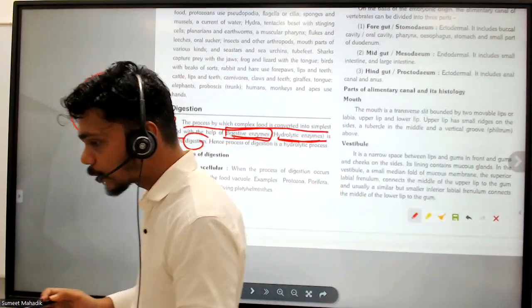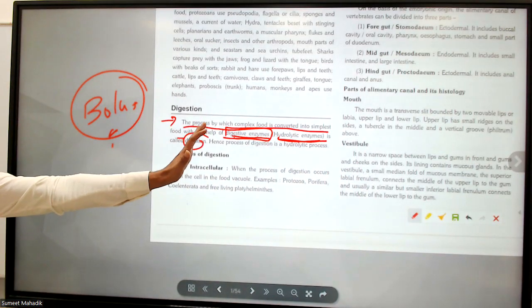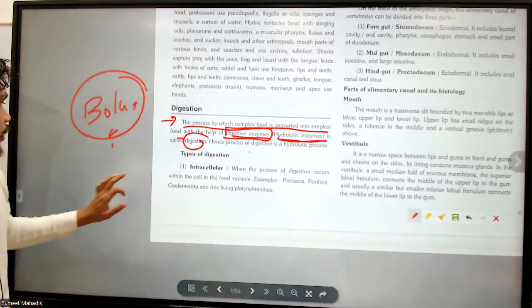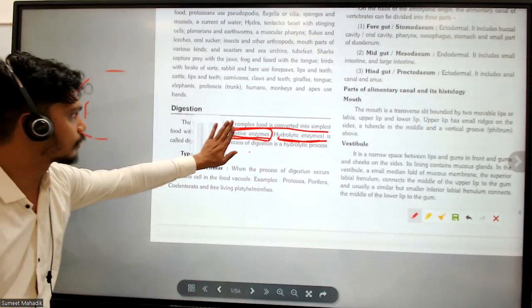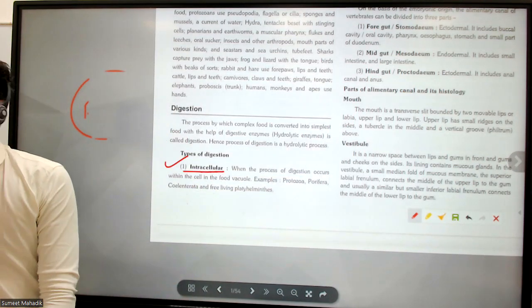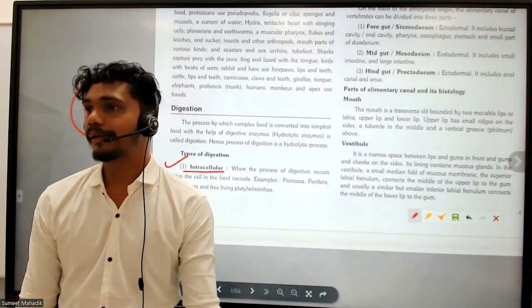So what is the digestion process? It is the process in which the food is digested, from complex to simpler form. That is called digestion. So what are the types of digestion? First is intracellular. What is intra? Can anybody tell me the difference between internet and intranet?